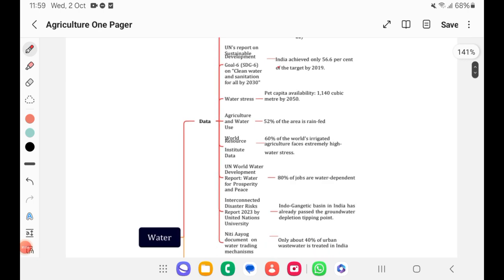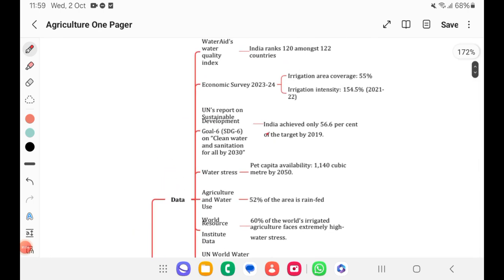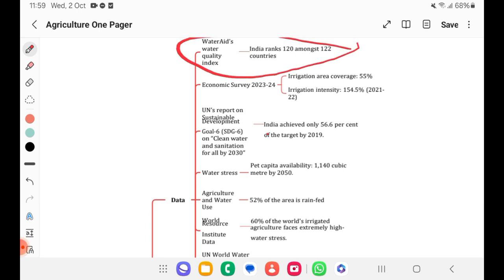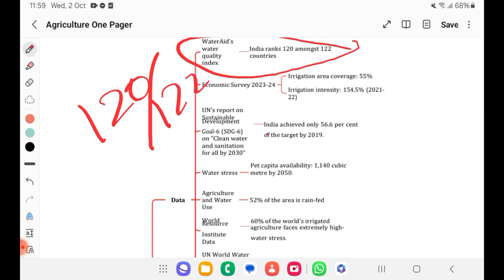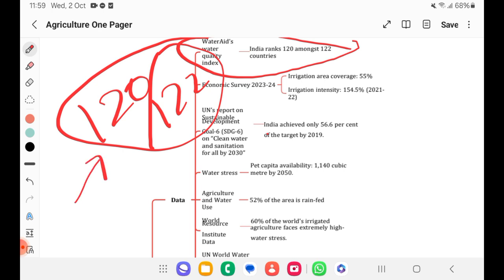So first, as I told, we should know at least one or two data points. The first data we are going to know is, according to WaterAid's Water Quality Index, India is ranking 120 out of 122 countries. What does it mean? Our water is so much polluted. It is contaminated, is what the index says. So we have to manage water properly.